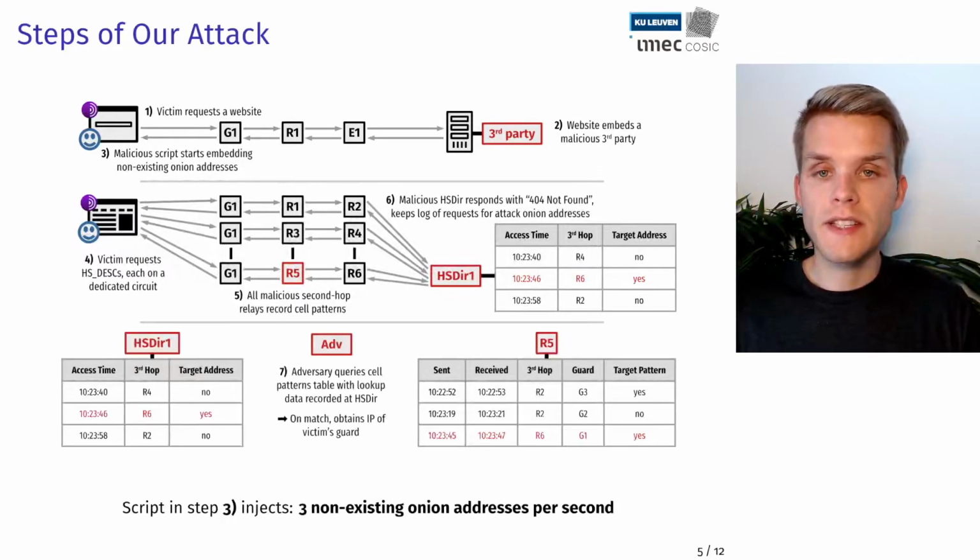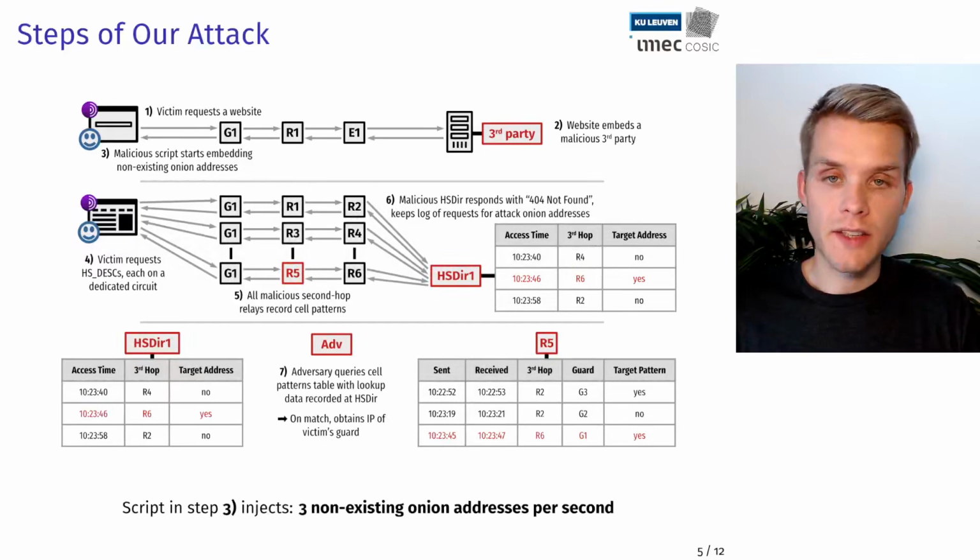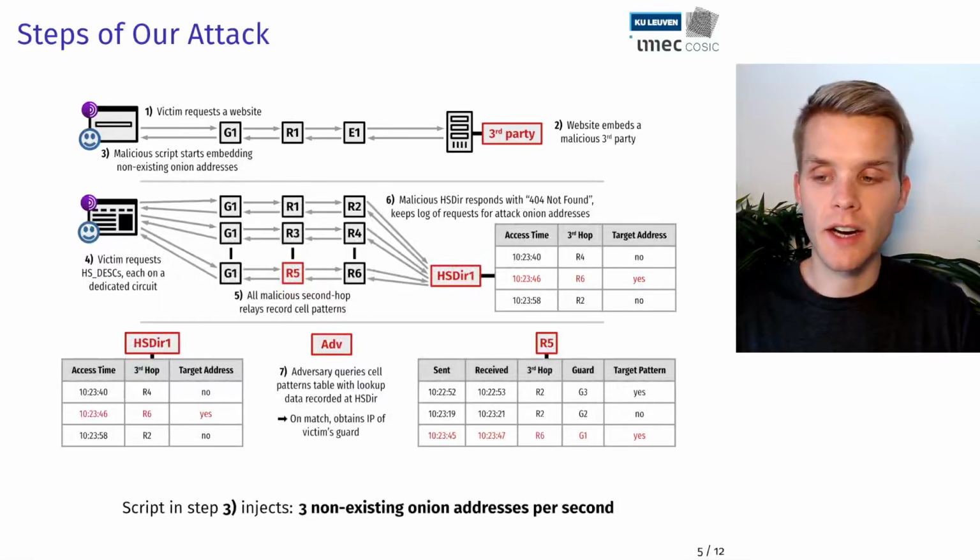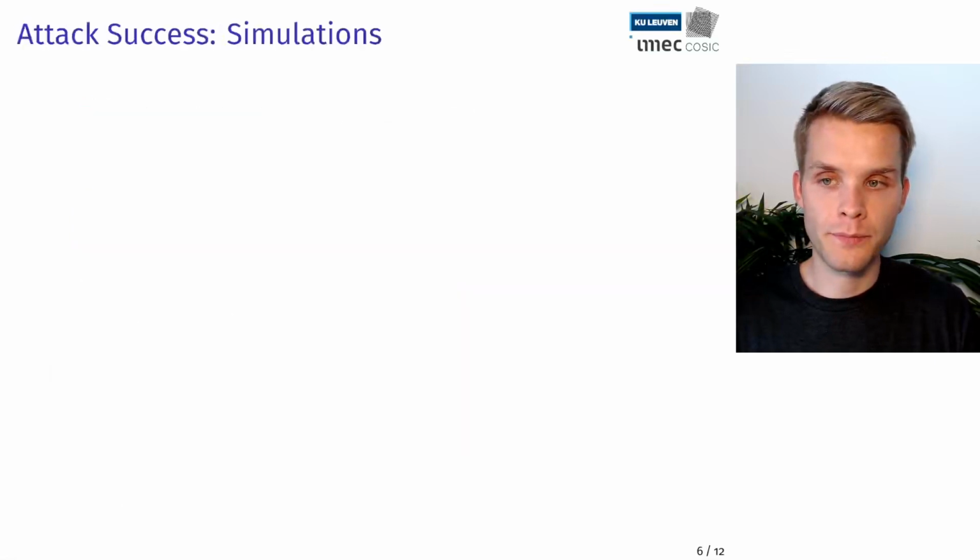When the adversary sees a lookup for a target address at the hidden service directory position, it will reach out to all its middle relays, such as in this case R5, and put together the two views, only selecting the instances where a target address was requested and the cell pattern at the second hop matched the attack cell pattern. Additionally, there's a couple more checks about metadata for this request, but ultimately the adversary will be able to note down G1 as the candidate guard for the victim of this attack.